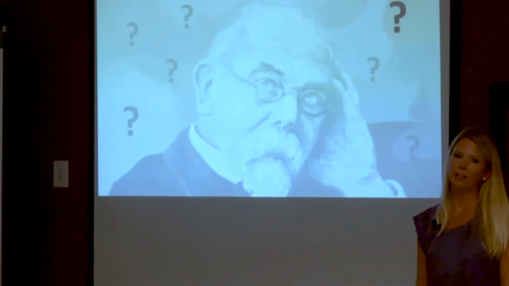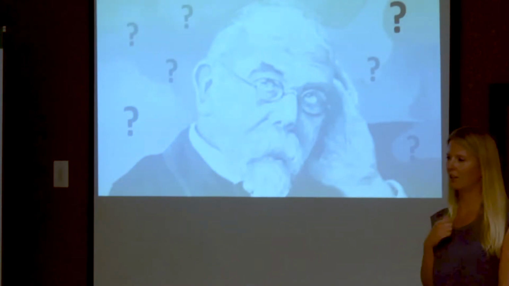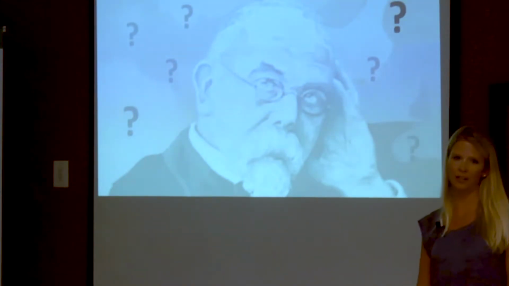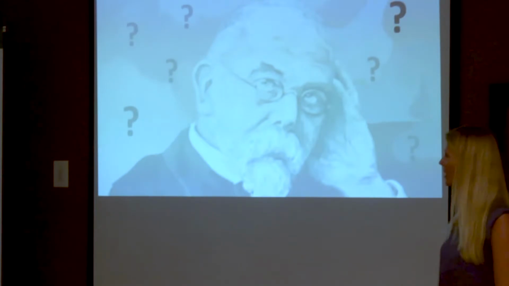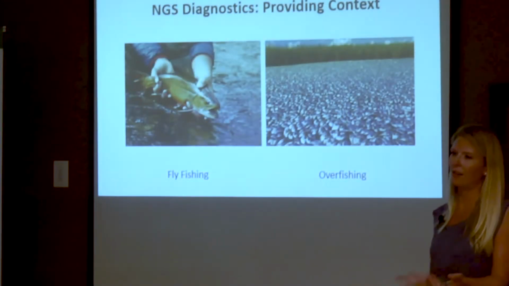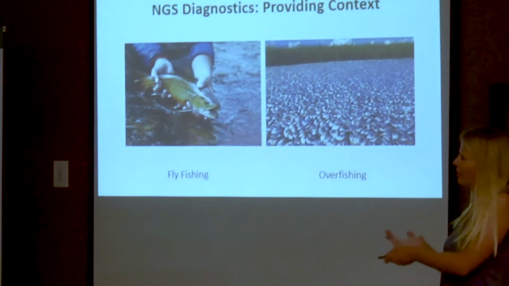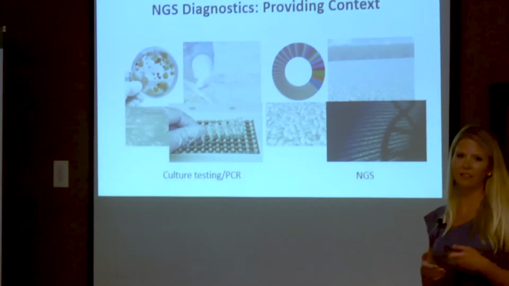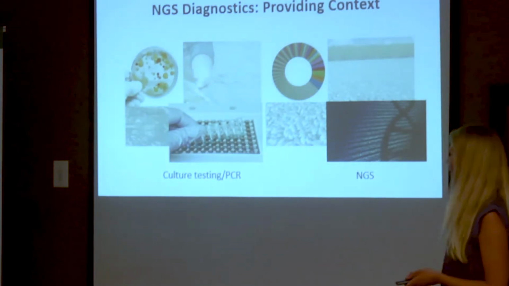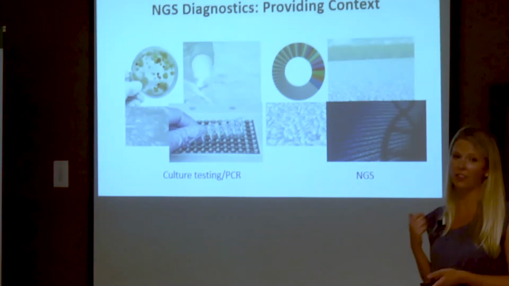But even Robert Koch would be thinking, that's a lot of data, that's a lot of bacteria. How do I know which one is the pathogen? What do I do with all of this? Because it almost feels like fly fishing versus overfishing. With culture and PCR, you get 1, 2, or 3 results. But with this, we usually find hundreds, if not thousands.